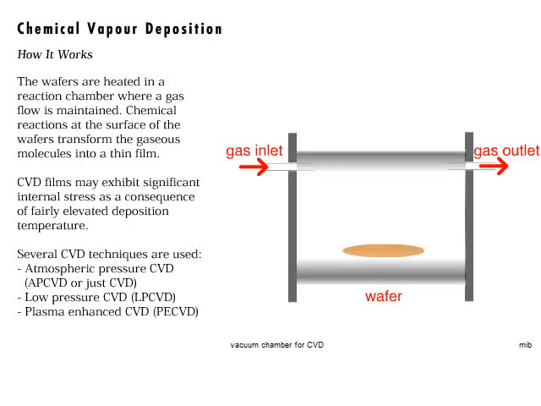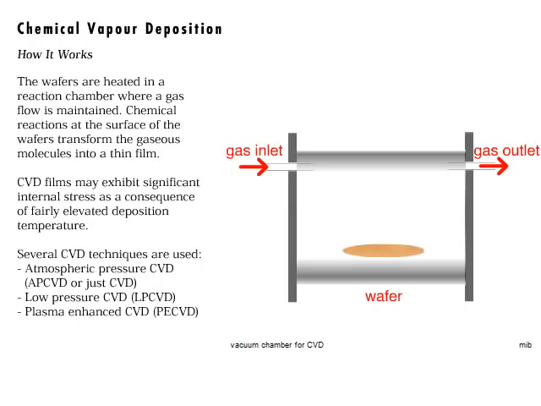The wafers are heated in a reaction chamber where a gas flow is maintained. Chemical reactions occur at or near the surface of the wafers, through which the gaseous molecules, called precursors, are transformed into a solid material in the form of a thin film or powder on the surface of the wafers.